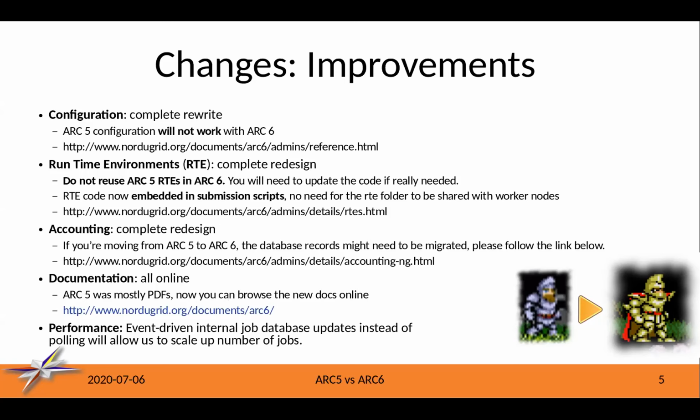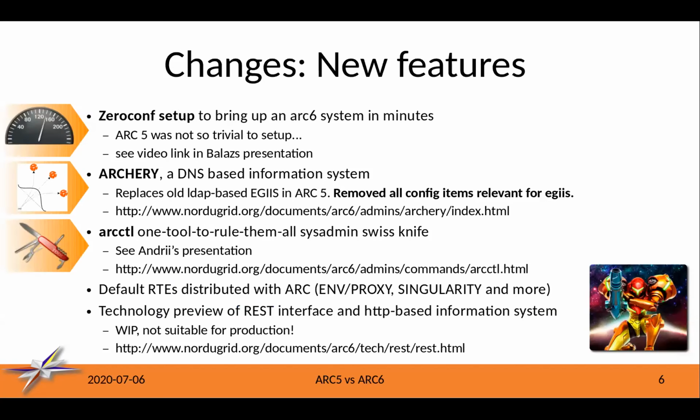Another big change is documentation. We used to have a lot of PDFs, but now we have everything online, and you can browse it and search for things. This also helped us with support, because we can send you links to important parts of the documentation instead. Then last but not least, we tried to make performance better. We knew that there were problems with the number of jobs in several cases, and now we have an engine that is event driven. Instead of polling the list of jobs, it will just act when a job changes its state. As I said, I will not go into technical details in this presentation.